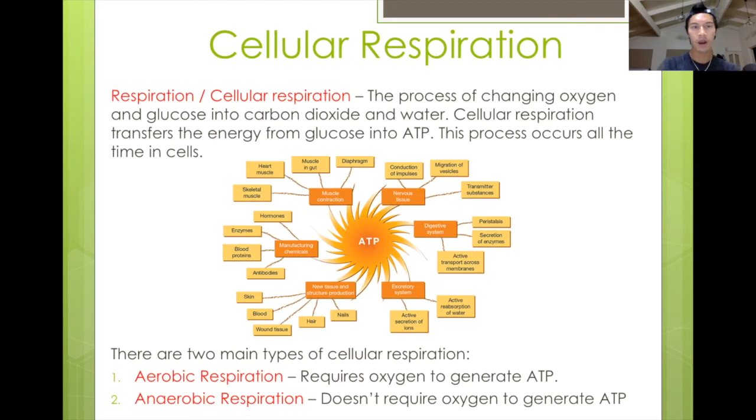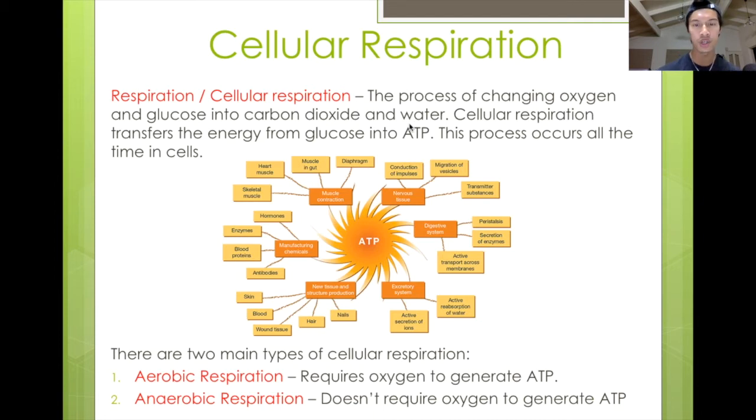Okay, we're going to take a look at the process of cellular respiration. Respiration, or cellular respiration, is the process of changing oxygen and glucose into carbon dioxide and water. It transfers the energy from glucose into ATP. Your body produces ATP by using up the glucose that it obtains from your food, which is why you need glucose in your food, and ATP is the currency that your body uses for the energy for all the activities that it does in the cells.